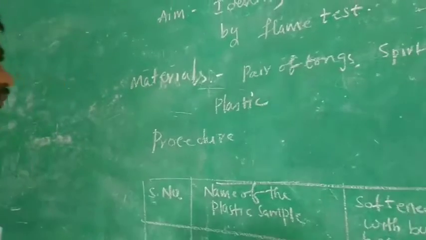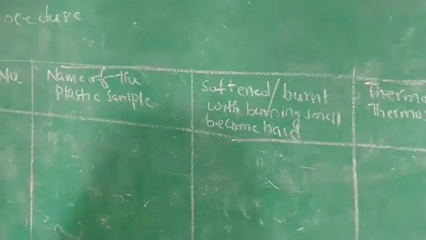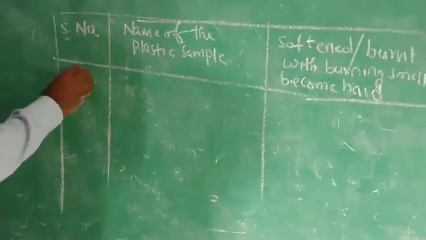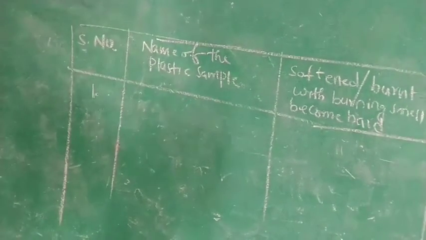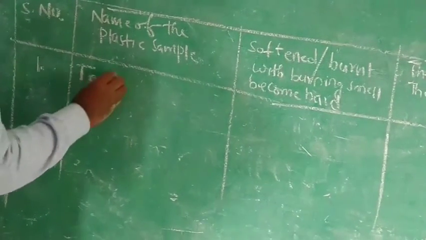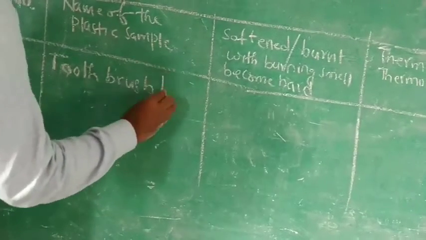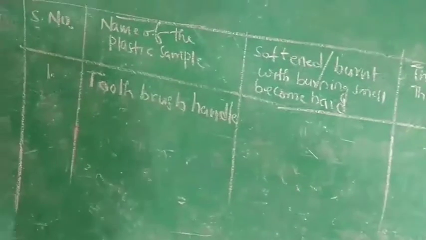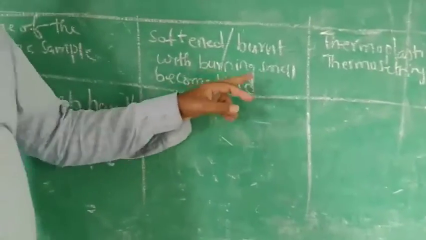Whether those are thermoplastics or thermosetting plastics, you have to test by flame test. For number 1, you write down what you collected: toothbrush handle. Now you soften and burn it with the spirit lamp.